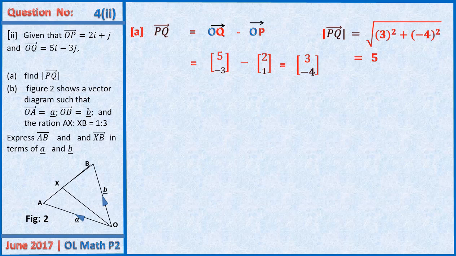B. Figure 2 shows a vector diagram such that OA is small a, OB is small b, and the ratio AX to XB is 1:3. Express AB and XB in terms of a and b. Let's look at the diagram very well.